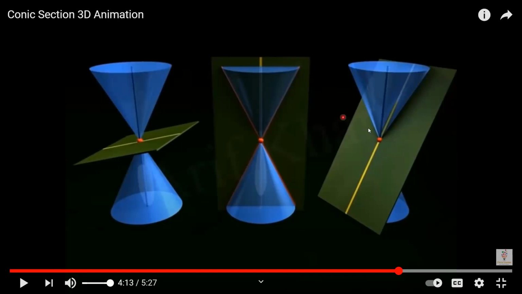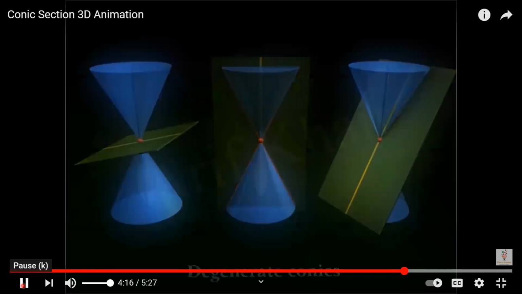So a single point, a line, and a pair of intersecting lines are also intersections of a double napped cone and a plane. So they are also known as conic sections, but they are special cases. They are known as degenerate conics. So that's all.